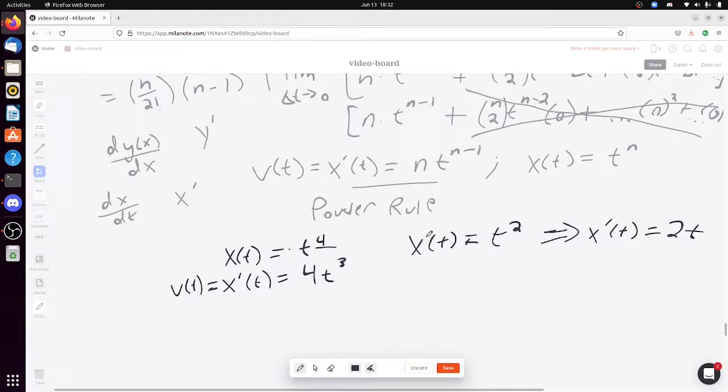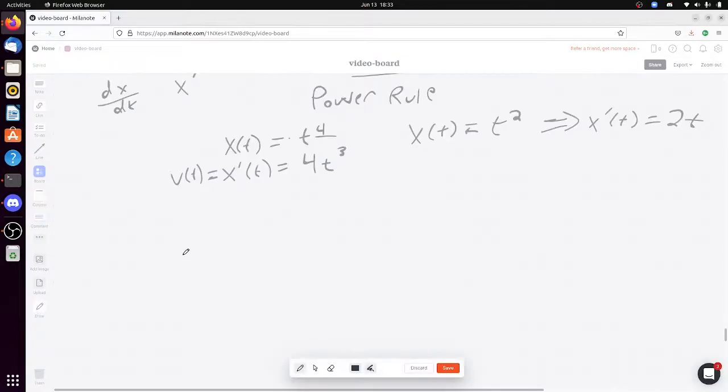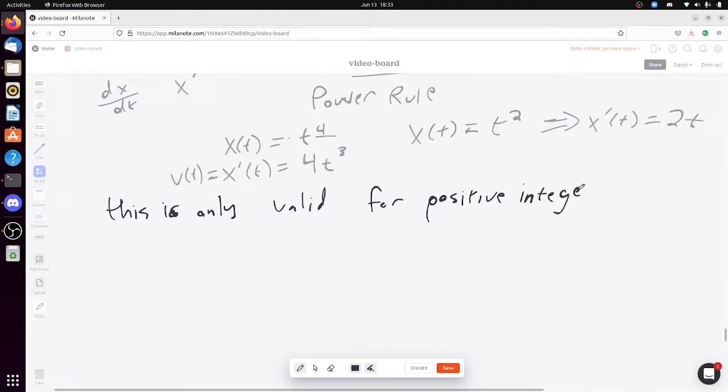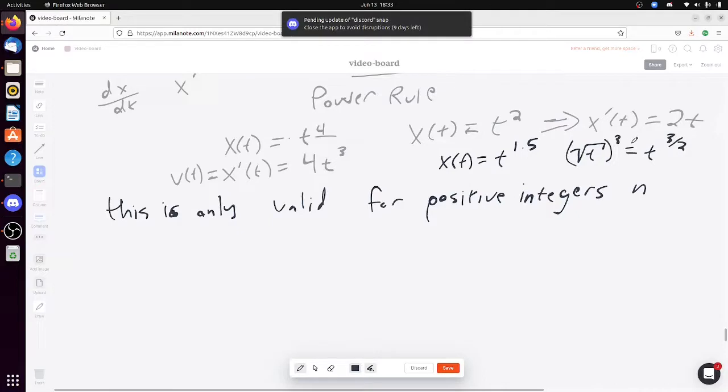So now I want to add a little caveat. I did something a little sneaky here that's often not talked about. This is only valid for positive integers n. This argument that I did doesn't actually prove, for example, that we could justify x equals t to the, say, 1.5 power. That does have a meaning if you look at it as the square root of t times t, which equals t to the 3 halves. It does have meaning here, but you wouldn't be able to find it with an n equals 1.5.